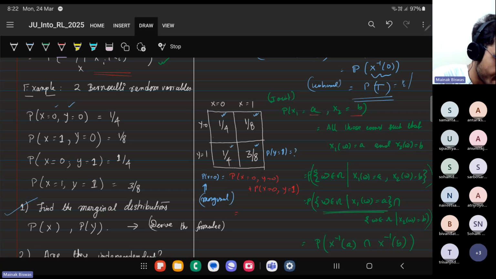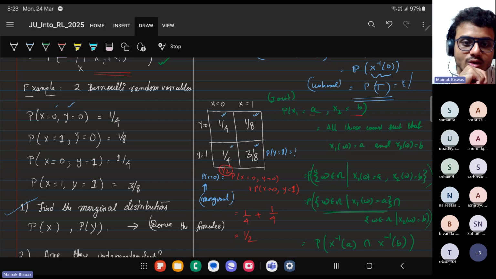This is 1 by 4 plus 1 by 4, that is half. Similarly, please fill out the rest of them. What is the probability that Y equal to 1? Again half, yes or no? I'm summing these two.